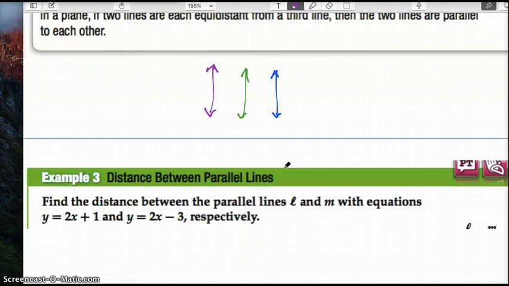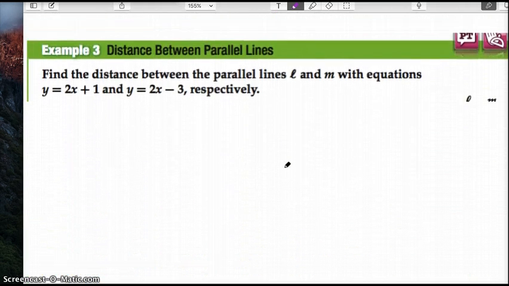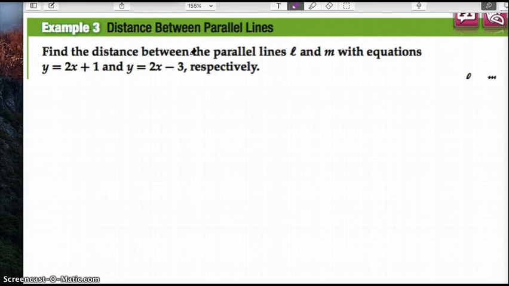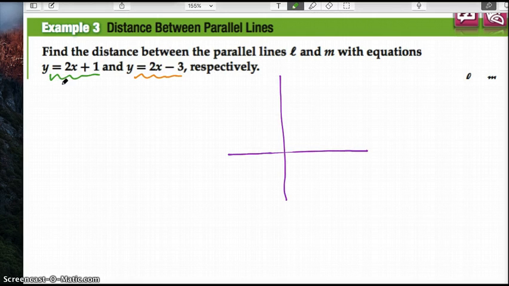All right. So let's go ahead and look at our third and last example. We're going to find the distance between the parallel lines L and M with the following equations. So let me graph this first line, L. We know that the y-intercept is 1 and the slope is 2. So we go up 2 over 1, up 2 over 1. So the graph of this line should look something like this.